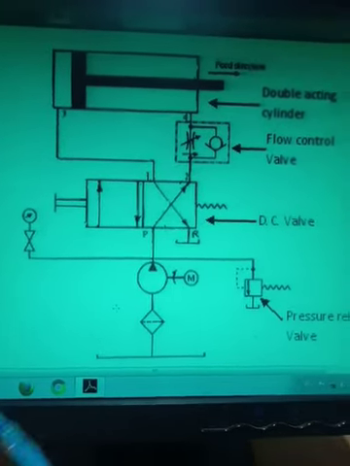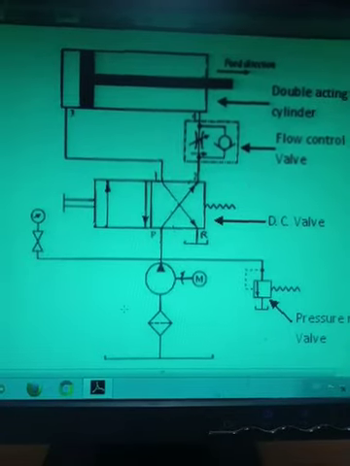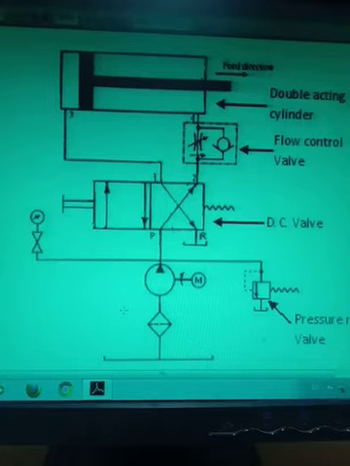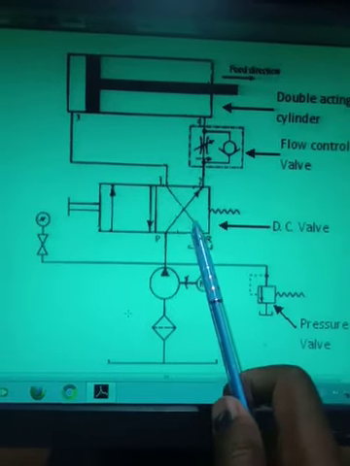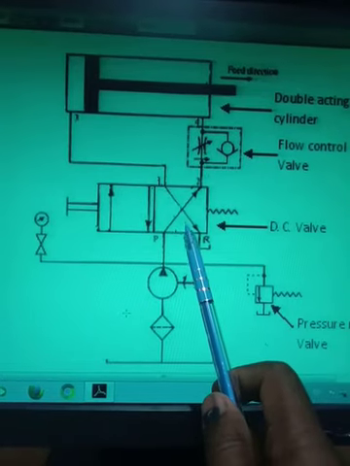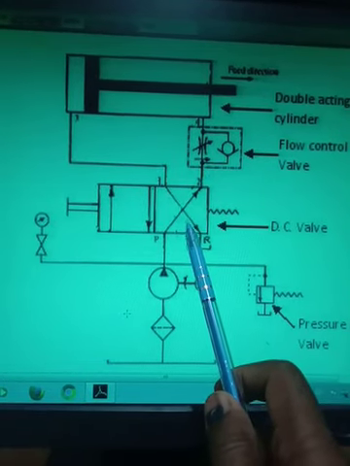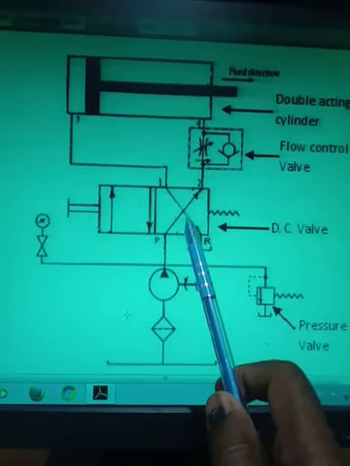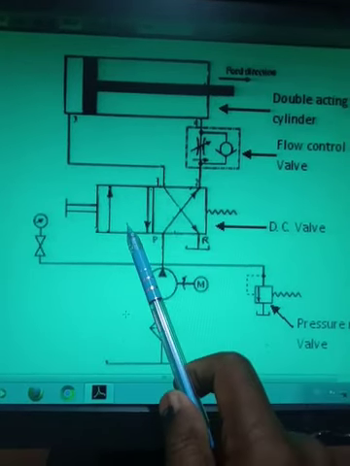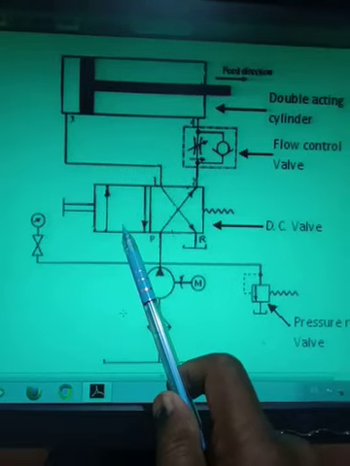Now how is the speed of the actuator controlled? By using the meter out hydraulic circuit. Now what happens, let us consider this position, right? In this position, in the lectures we have taken in the classroom, this position was our second position, right? And this was our first position. We will start from this position.